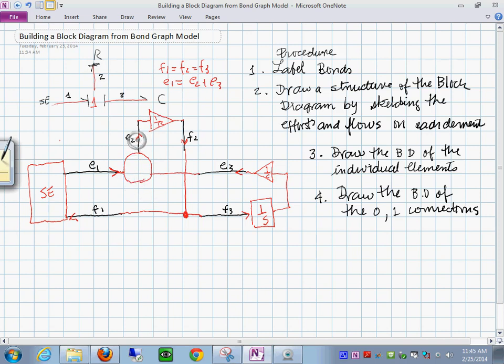So e sub 2 in this case, we will have to rewrite this. So e2 is equal to e1 minus e3. This new one was derived from this equation, just written in the output form. So you say e1 minus e sub 3, so e1 positive, e sub 3 negative, and we are done with this block diagram of this bond graph model.